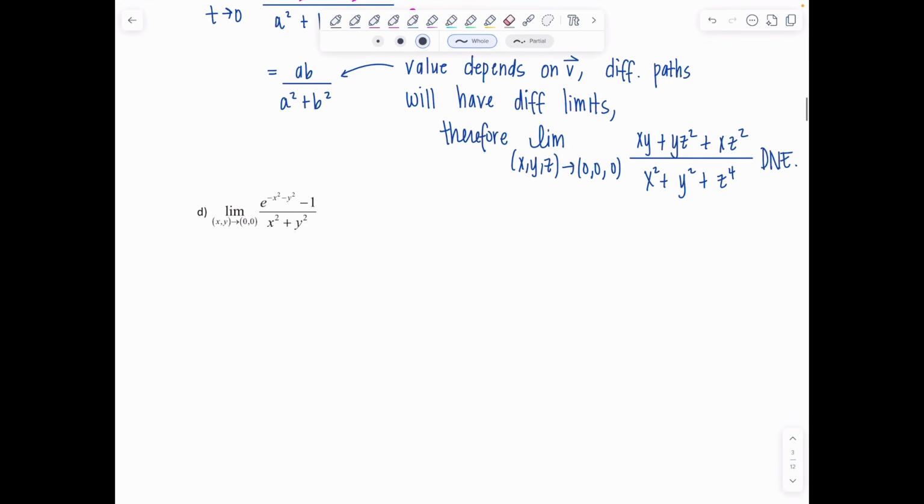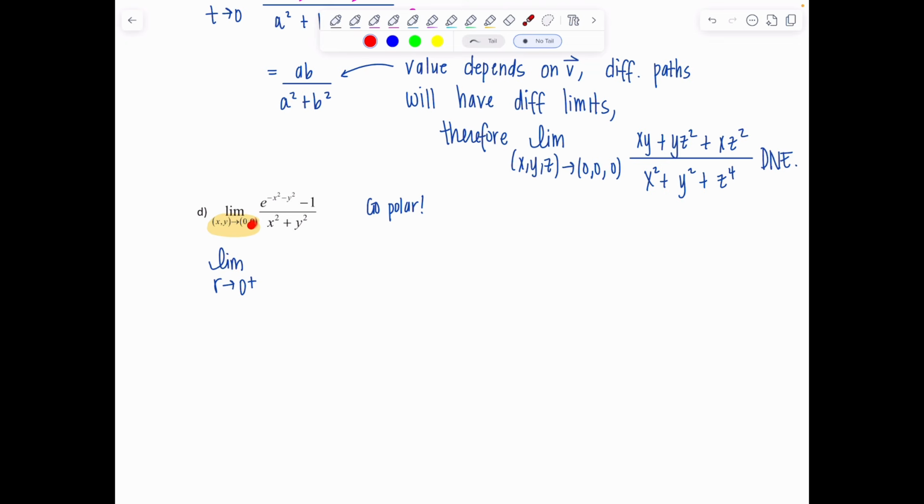Limit as (x, y) goes to (0, 0) of e to the negative x squared minus y squared, minus 1, over x squared plus y squared. So for this guy, few options. I'm going to opt to go polar. The x squared plus y squared is just screaming at me. So remember, when you go polar, it only works if you're going to the origin. And so we're going to take the limit as r approaches 0 from the right. And the whole point of it is normally, in polar coordinates, we have r and theta.